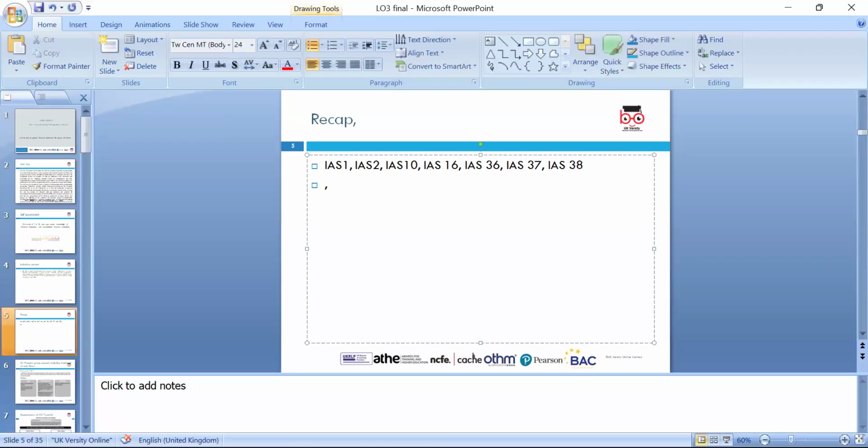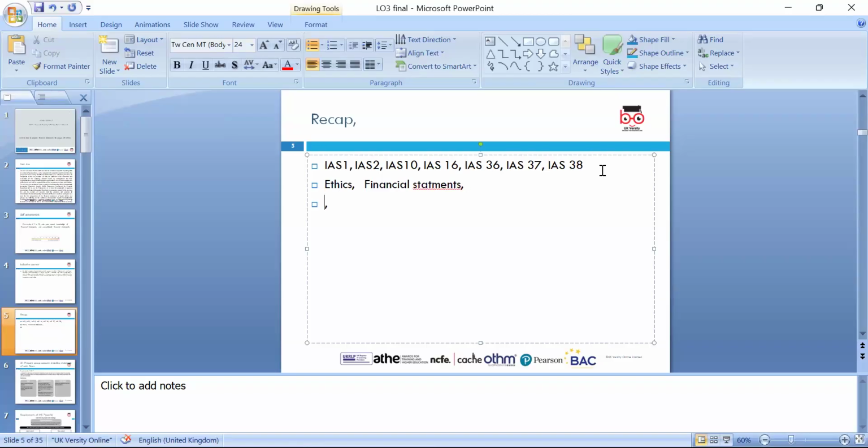During the last lesson, we also discussed ethics, we discussed the financial statement, and we discussed the qualities, or qualitative characteristics, of financial statements.